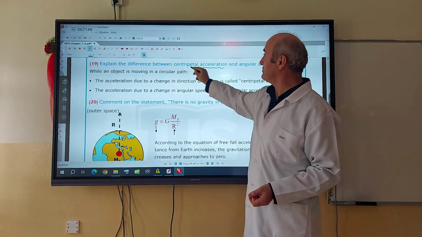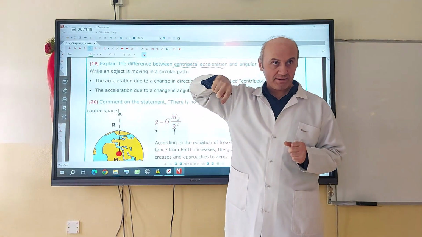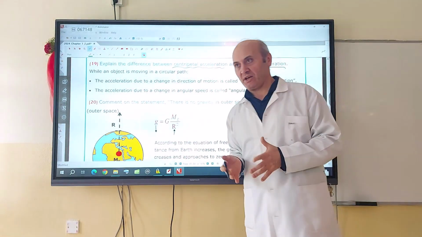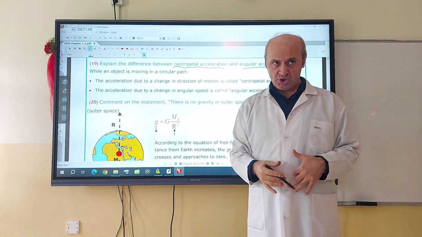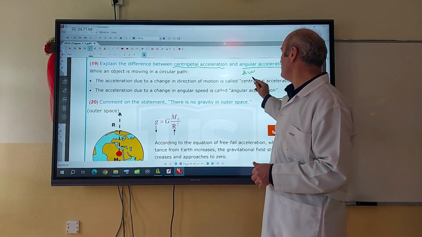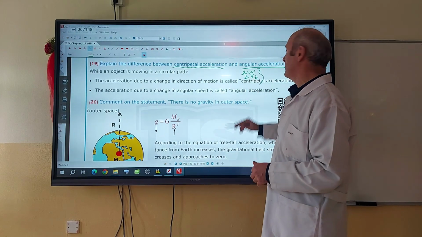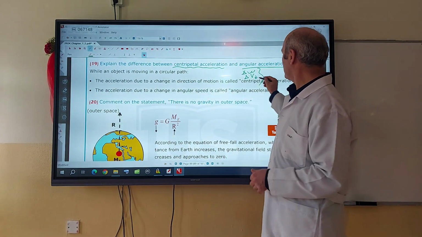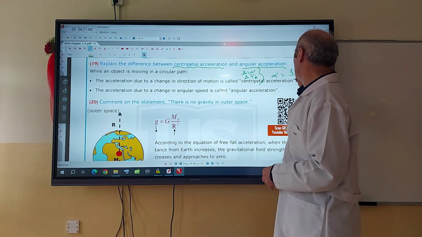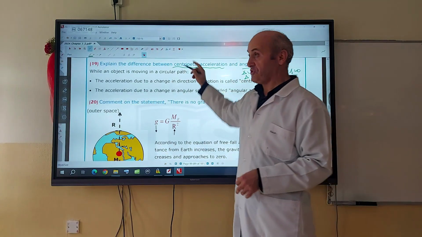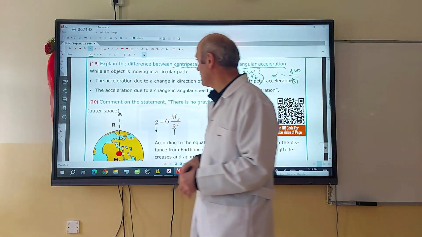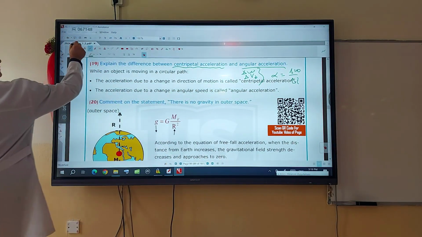Centripetal acceleration is because of the direction change in a circular path. But angular acceleration is speed change, yani speeding up or slowing down, yani omega changes or Vt changes. We calculate angular acceleration alpha, which was delta omega over delta t. But centripetal acceleration is because of direction change in a circular path. And question number 20.